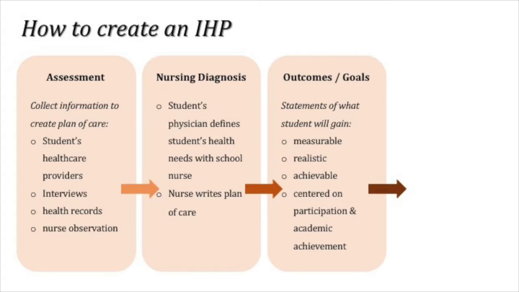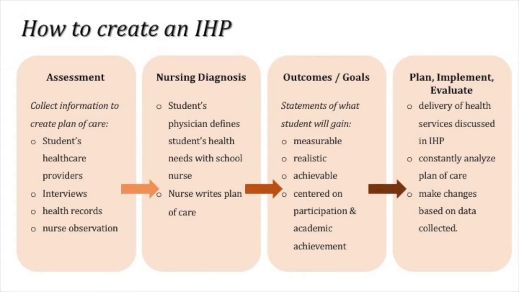These goals and outcomes will be statements of what the student is expected to do, experience, or learn from implementing the IHP. These student-centered goals will be measurable, realistic, time-oriented, and focused on having your student be successful in an academic setting. With these outcomes and goals in mind, the nurse will implement the plan of care. Over time, the nurse and student will gather data and tweak the IHP to better suit the student's needs.